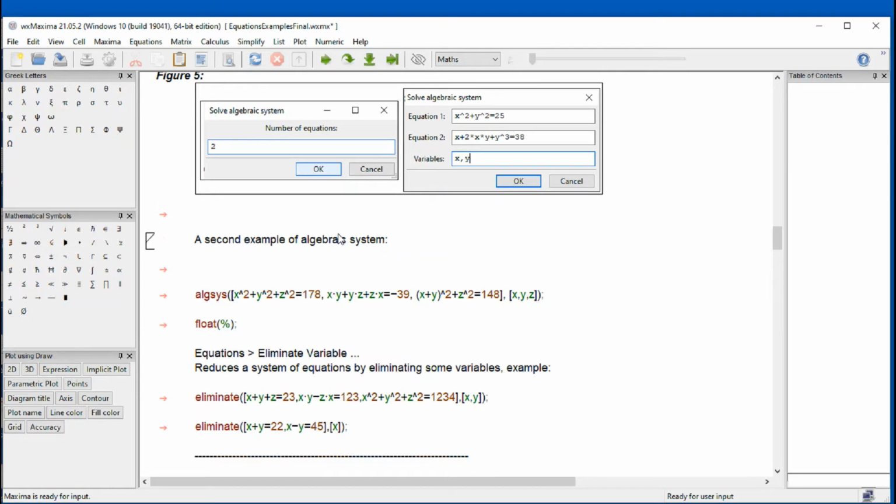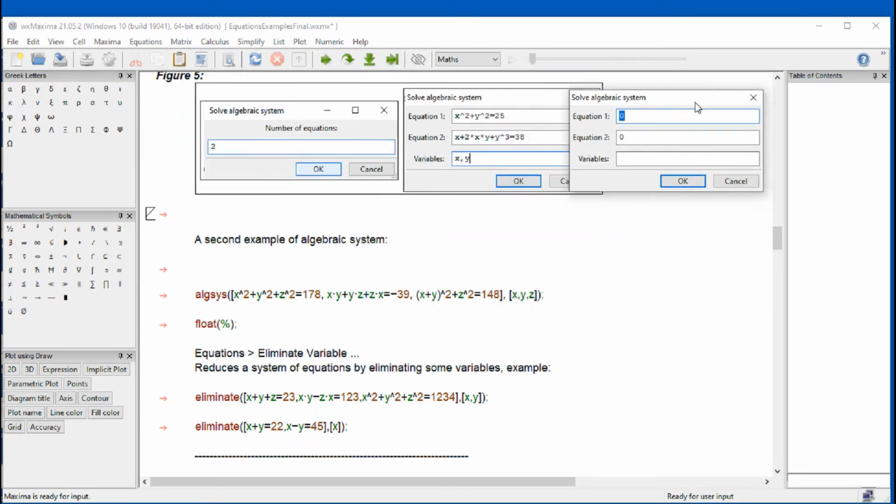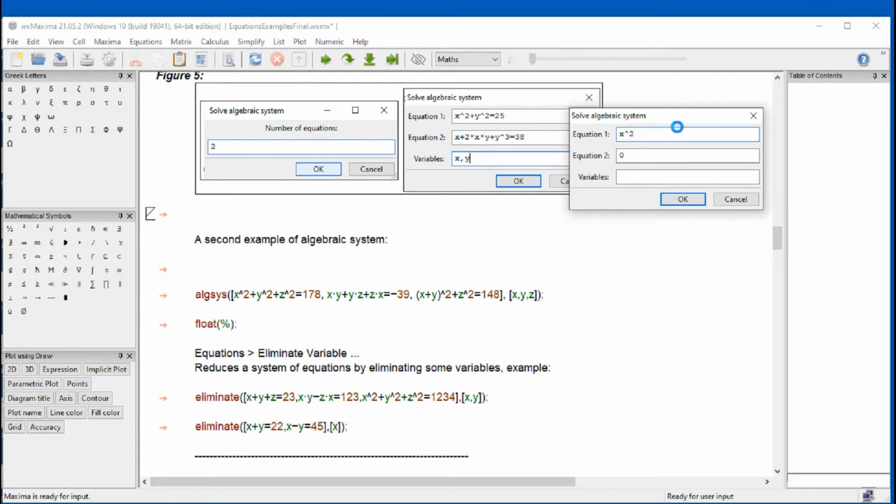And so when you do that, you're going to get this command, algsys. So let me try this one for you. We'll go equations solve algebraic system with 2 equations, and the equations that we're going to type are these ones: x squared plus y squared equal 25, x plus 2 times x times y plus y cubed equals 38. And the variables to solve for are x, comma, y. Say OK.